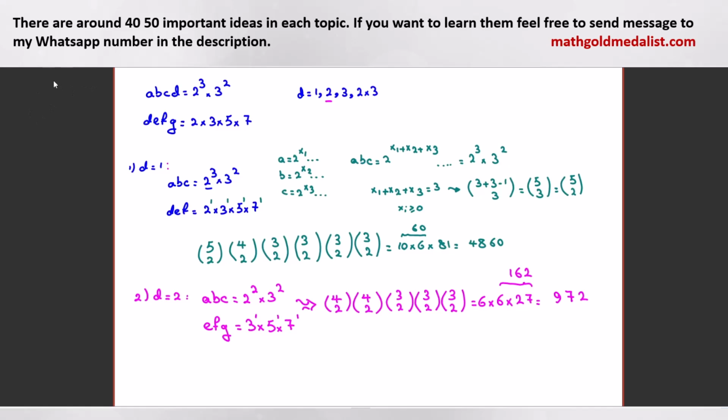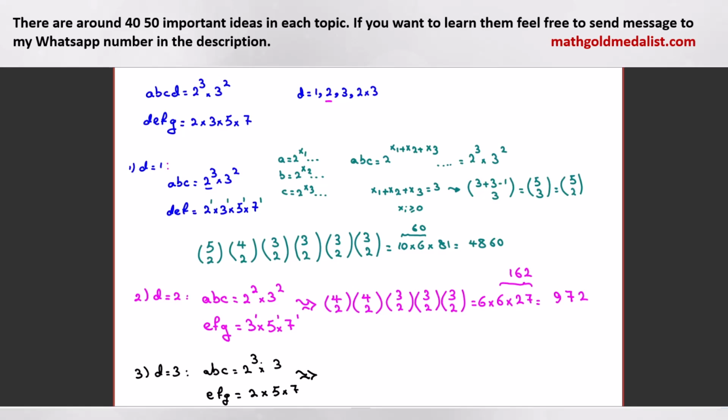Now let's calculate the third case. In the third case, D is 3. You can see for this one, because the powers here are different, we should calculate. ABC is what? If you replace D with 3 and divide both sides by 3, it will be 2 cubed times 3. And EFG, if you cancel 3 here, it will be 2 times 5 times 7.